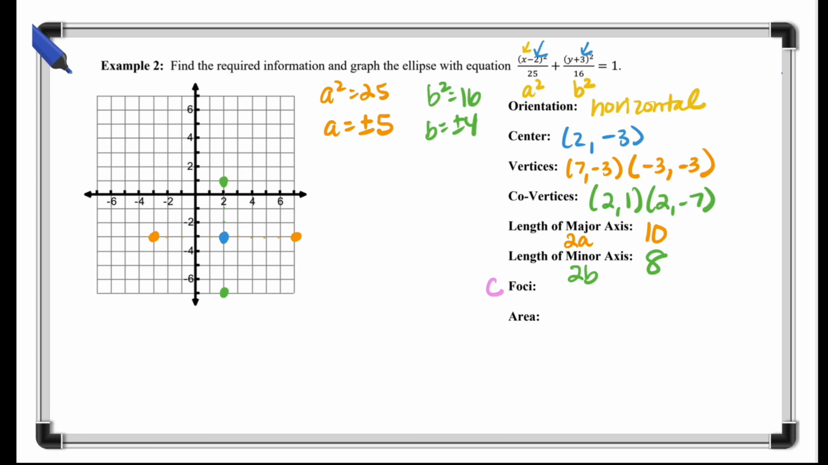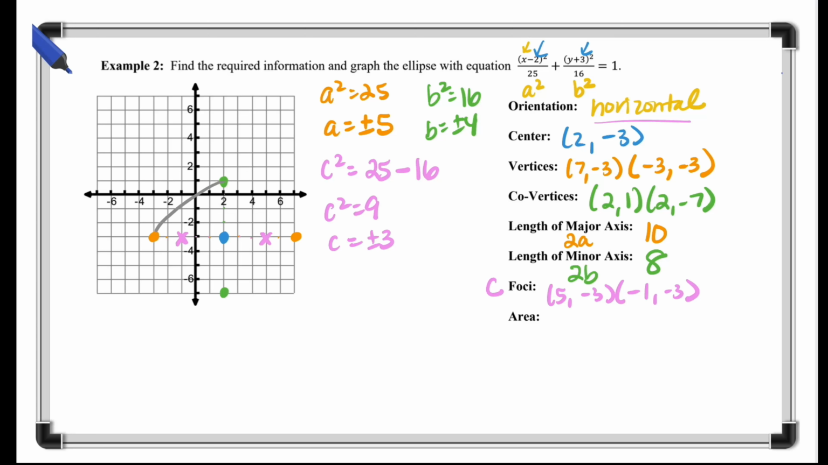My foci, again, remember, is my c value. So I've got c squared equals a squared, which is 25, minus b squared, which is 16. So c squared is 9, and c is plus or minus 3. So again, it's going to be along the horizontal. So I'm going to go 1, 2, 3 along the x, and then 1, 2, 3. So those points are (5, -3) and (-1, -3).